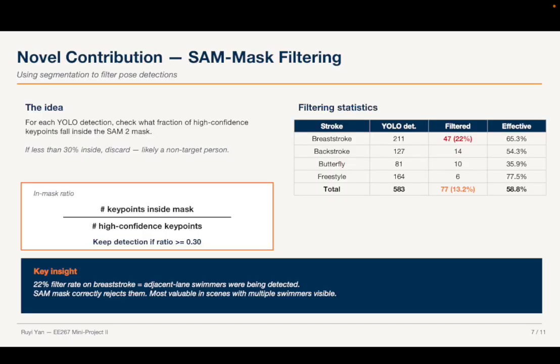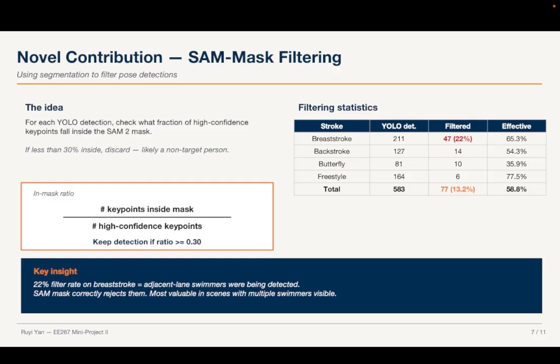The central technical contribution of the project. The idea is simple. For each YOLO detection, I check how many of the 8 key points fall inside the SAM2 mask for that frame. If too few are inside, the detection isn't the target swimmer, so discard it.